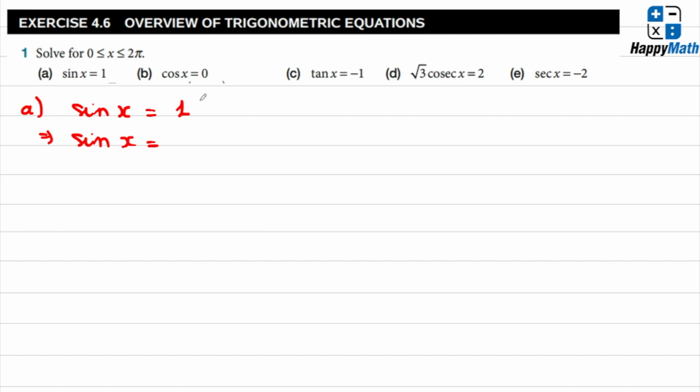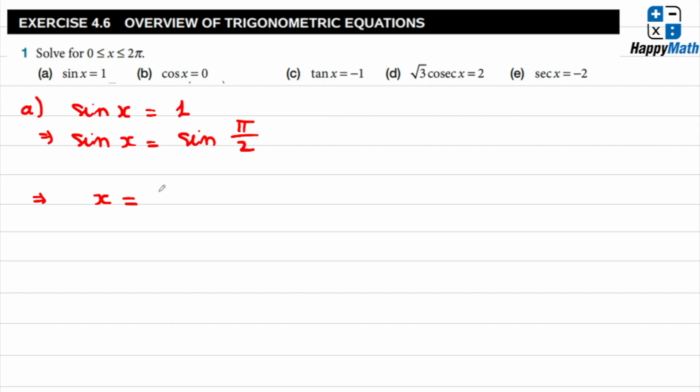You can use your calculator, shift sine of 1, and then you will get 90 degrees. But for this question, you have to use radians. It means for this question it will be pi over 2. This is one of the special angles, special sine.